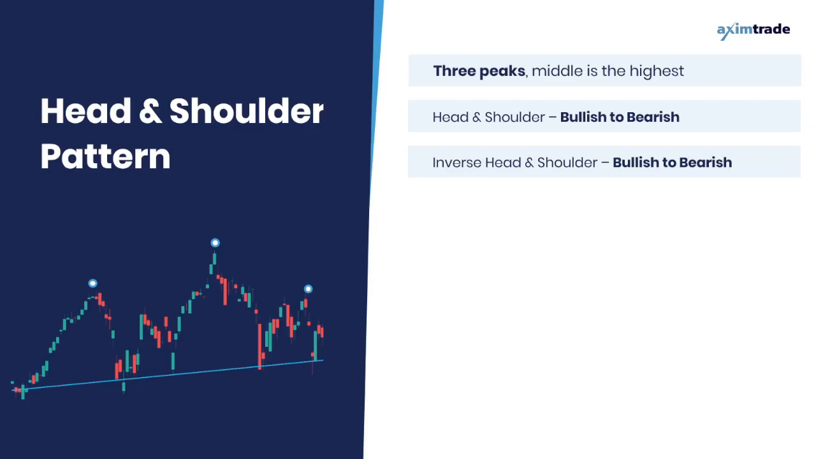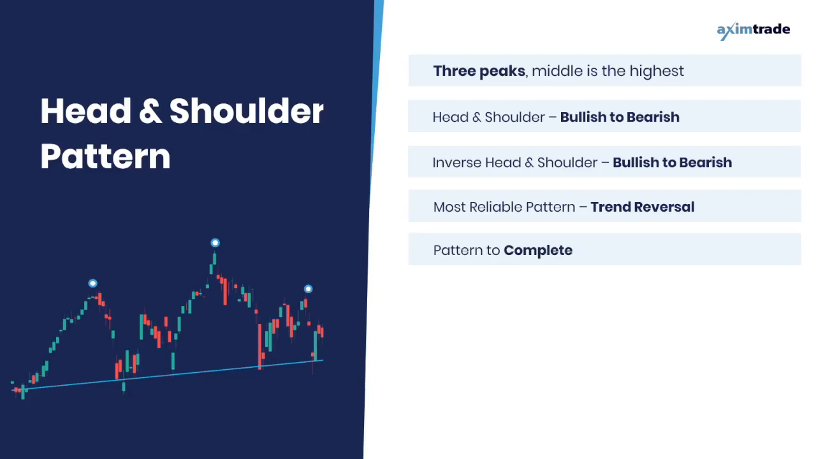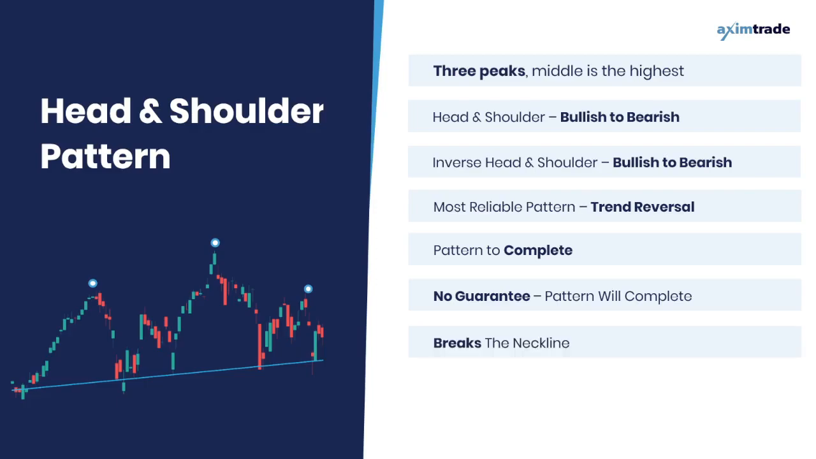trend reversal. The head and shoulders pattern is considered one of the most reliable patterns for identifying trend reversal, which indicates that an upward or downward trend is nearing its end. It is important for traders to wait for the pattern to complete before making any trading decision. The reason for this is that there is no guarantee that a pattern will complete in the future. A partially completed pattern should be observed, but no trade should be entered until the pattern breaks the neckline.